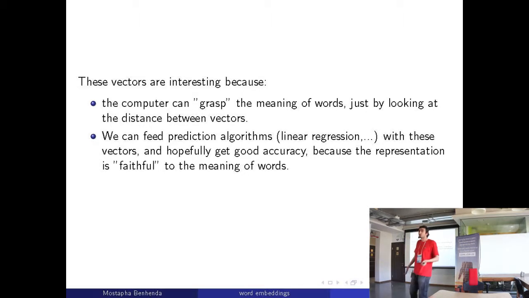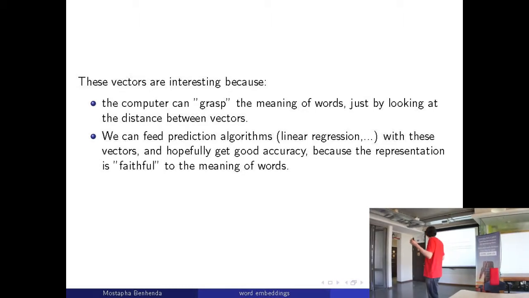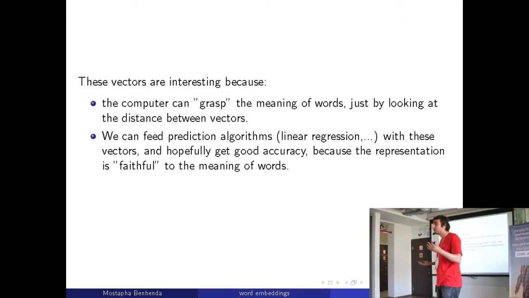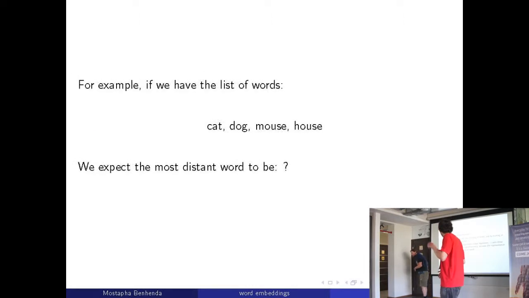Why we want to have this kind of property is to make a connection between humans and computers. Humans think in terms of words and meaning, and computers think in terms of vectors. So when we make these connections, we get better artificial intelligence. And also we get better prediction algorithms, like in machine learning, linear regression. And you hope that this algorithm will work better because these vectors will be more faithful to the meaning of words. And in practice, it really works better.